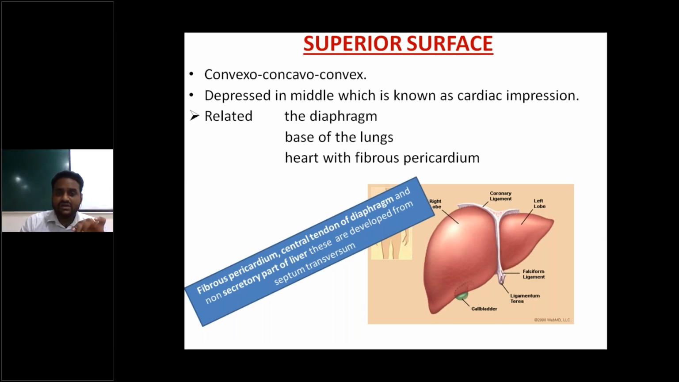In the dissection, if you observe, these 3 are adhering to each other. It's very difficult to separate these 3 structures. What is the reason? These 3 are developed from a single source. That is the reason. Is it clear? This is a practical question in the practical exam. So you know the relations of the superior surface, mainly the diaphragm.